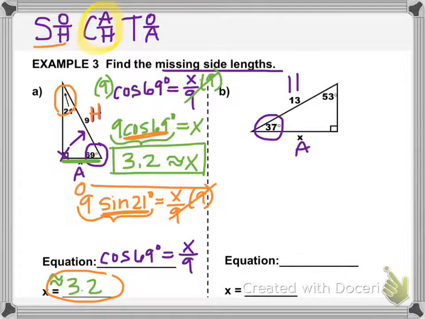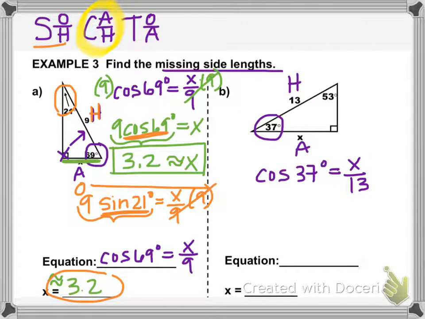The 13 is the hypotenuse. I look at my thing, A and H. Again, that's CAH. The C stands for cosine. So I'm going to write cosine. I'm going to put the measure of my angle, which is 37 degrees. And that equals the ratio for cosine, which is A over H, or in this case, x over 13.